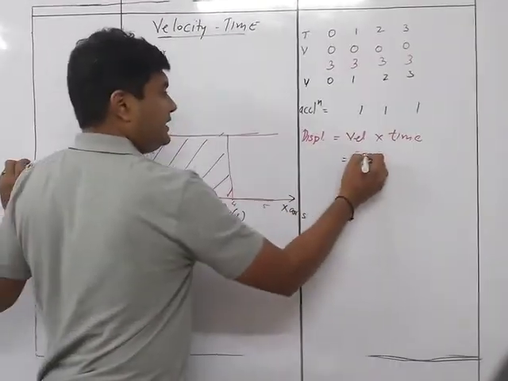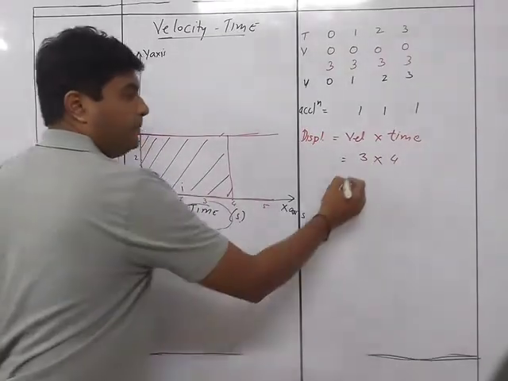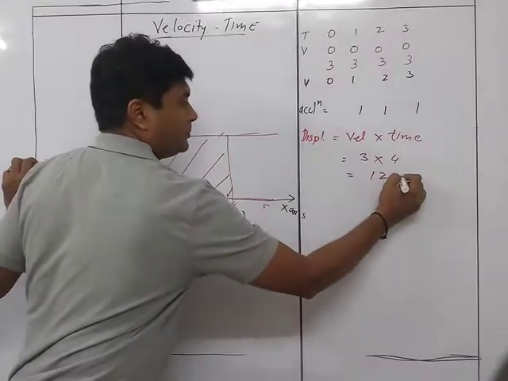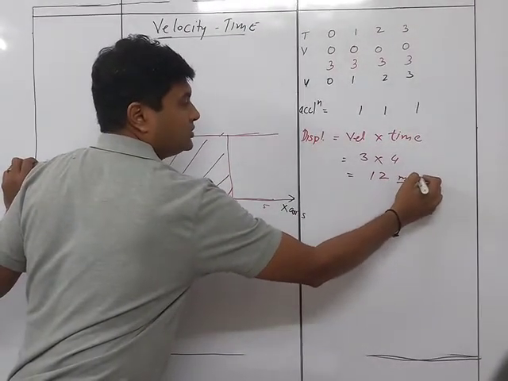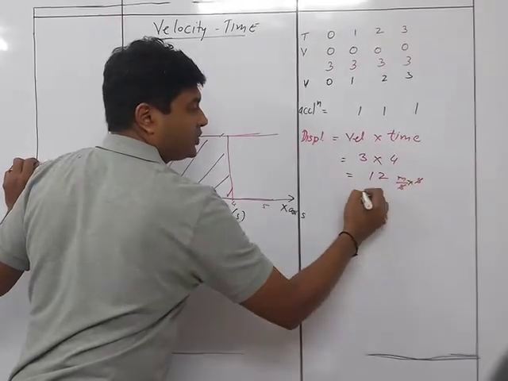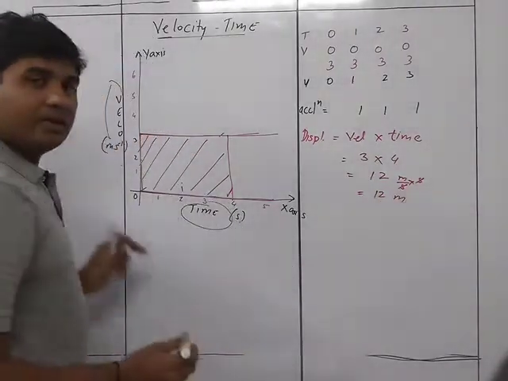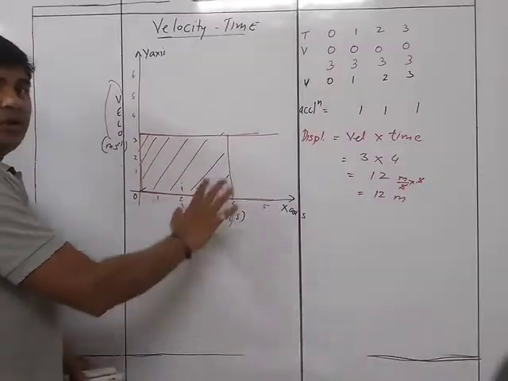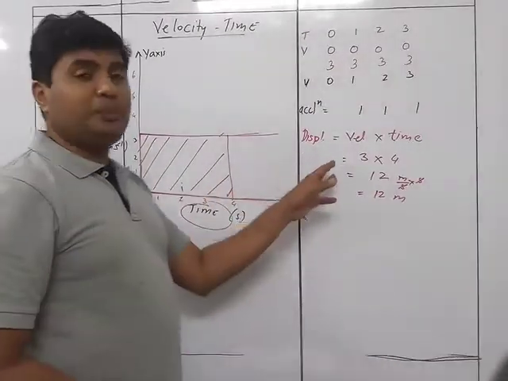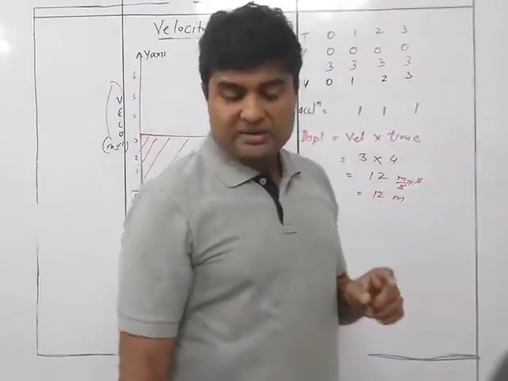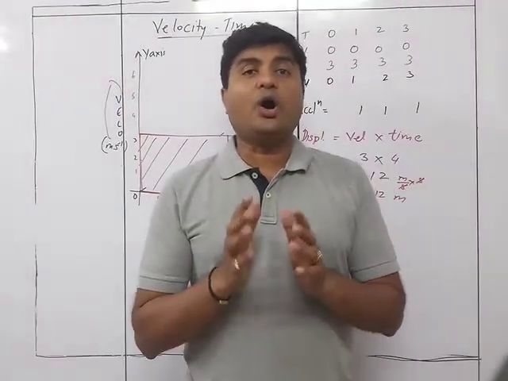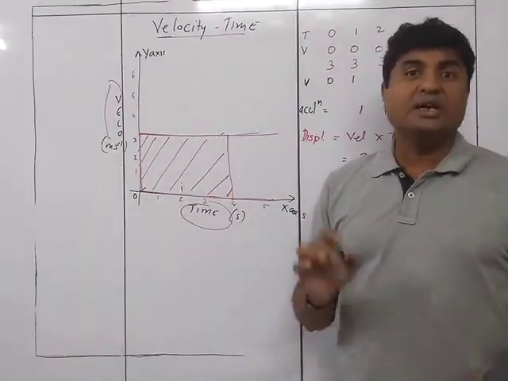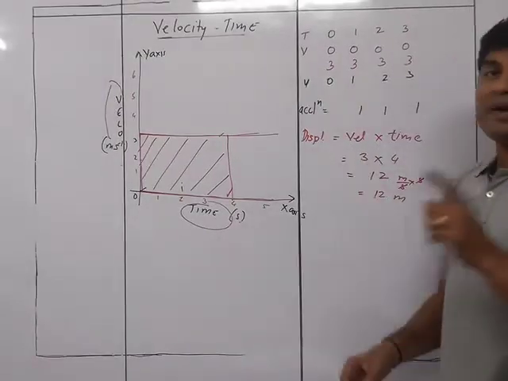That is nothing but 3 into 4, which means the area is 12. This is in meter per second into second. Second cancels, so it is equal to 12 meters. So you can see over here that the area you get is the displacement. That means the area of the graph enclosed with the x-axis gives you the displacement of that body.